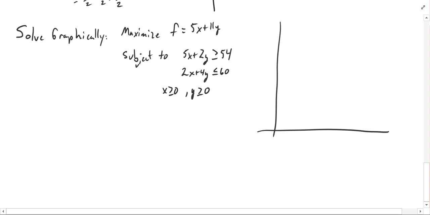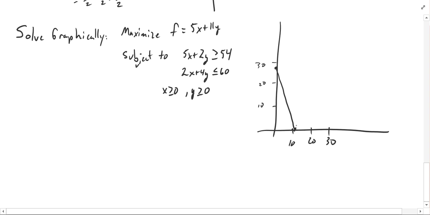In the first equation, if x is equal to 0, y would equal 54 divided by 2. That makes 27. So 27, we'll count by tens. 27 would be roughly in this area here, 0, 27. And if y is equal to 0, x would equal 54 divided by 5. 54 divided by 5 is 10.8, a little bit past 10 down here. We'll connect those two with a line.